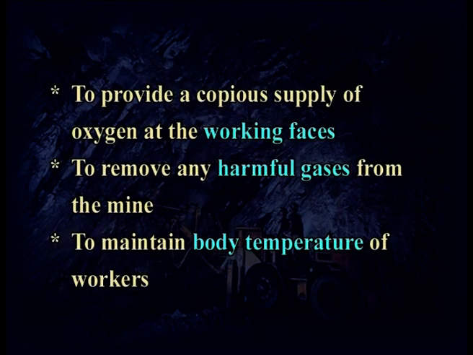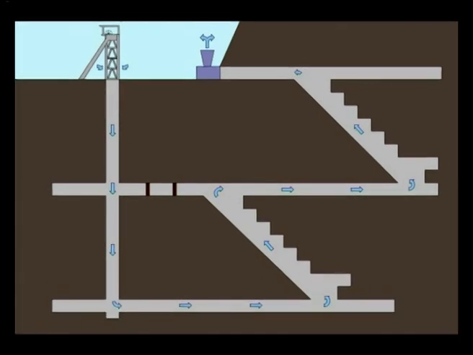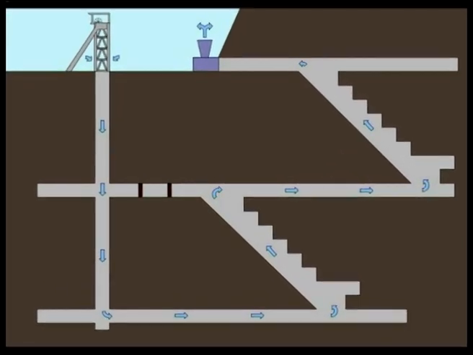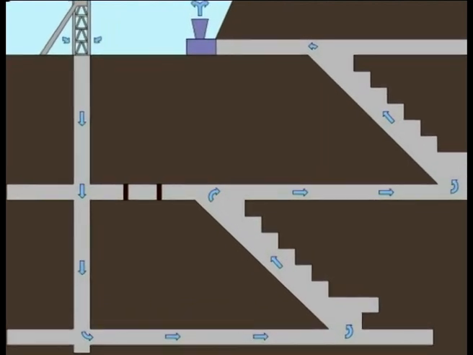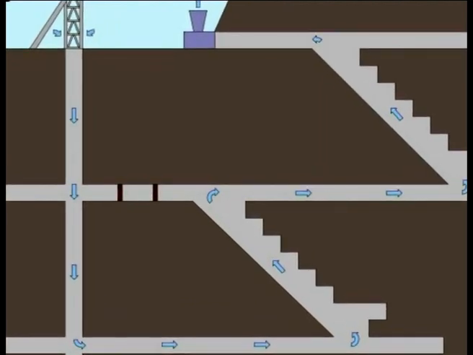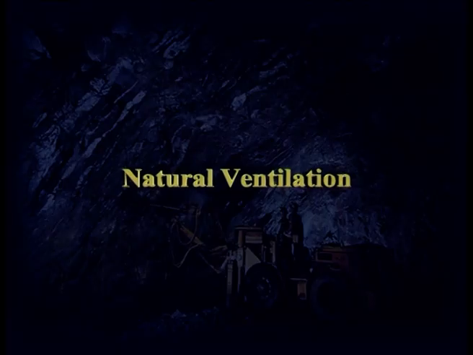The purpose of ventilation may be considered to be threefold: first, to provide a copious supply of oxygen at the working places; second, to remove any harmful gases from the mine; and third, to maintain body temperature of workers. The ventilation arrangements are made to draw air from the surface and to circulate it underground. Ventilation may be effected in various ways.